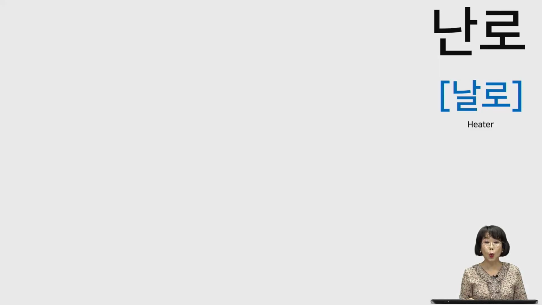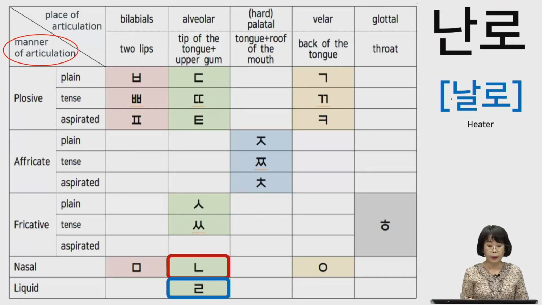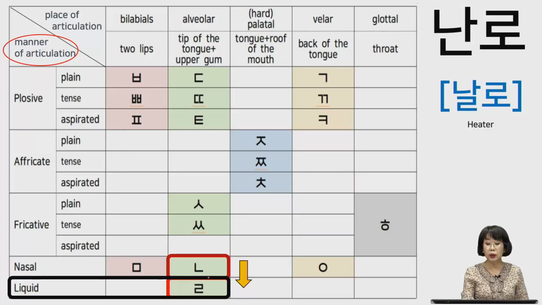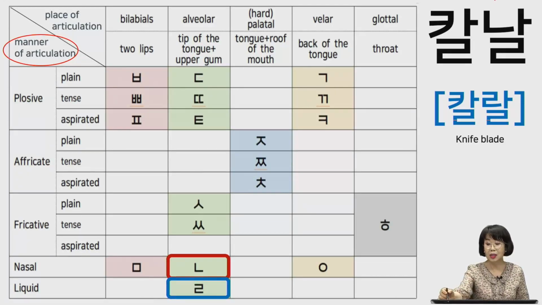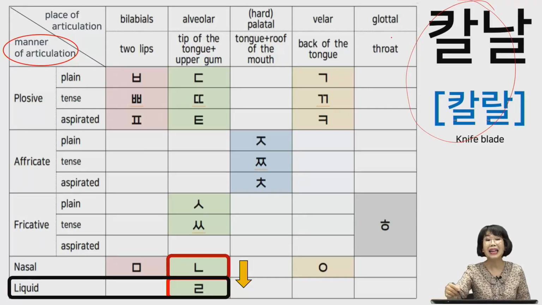날로, 날로. Under the influence of ㄹ, ㄴ becomes a ㄹ sound. There is a ㄹ sound and ㄴ becomes a ㄹ sound. So there are two ㄹ sounds, liquid sounds. We call this lateralization. 날로. 칼날, 칼날. ㄴ becomes ㄹ. So there are two ㄹ sounds, liquid sounds. We call this lateralization.